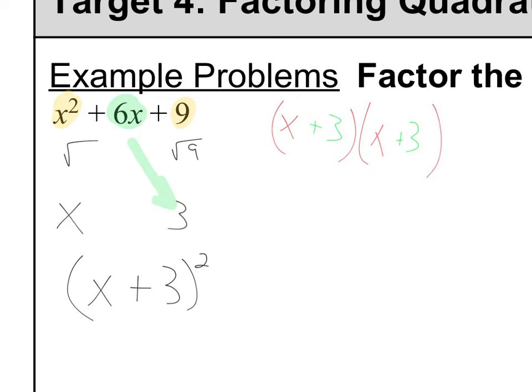All right. So if we were to distribute this out, x times x is x squared, x times 3, 3 times x. That's two different occurrences of 3x. Add those together to get a 6x. 3 times 3 is 9.